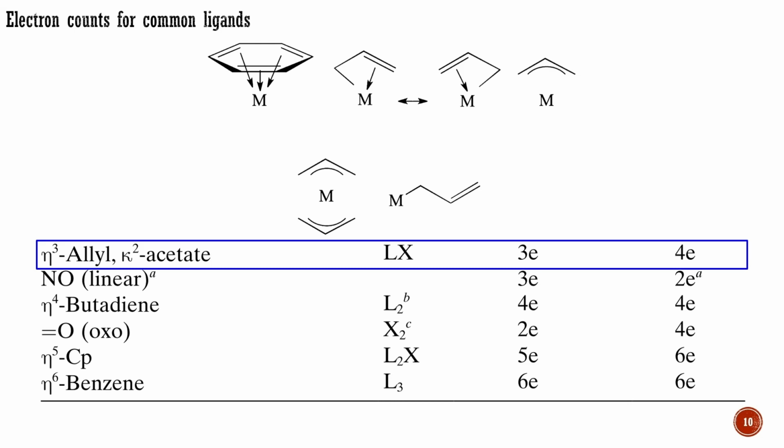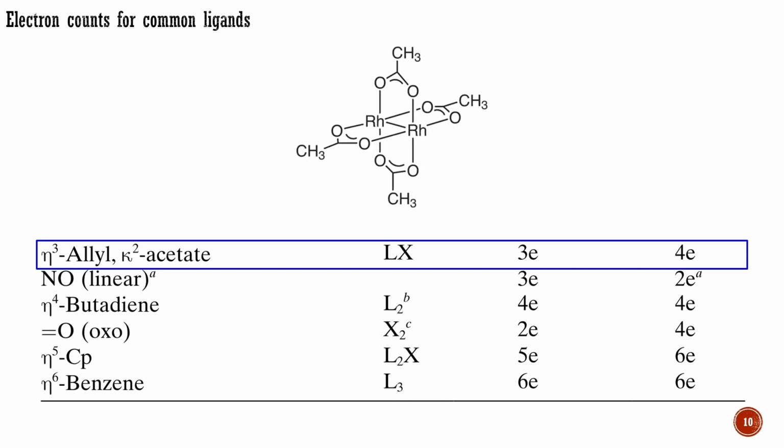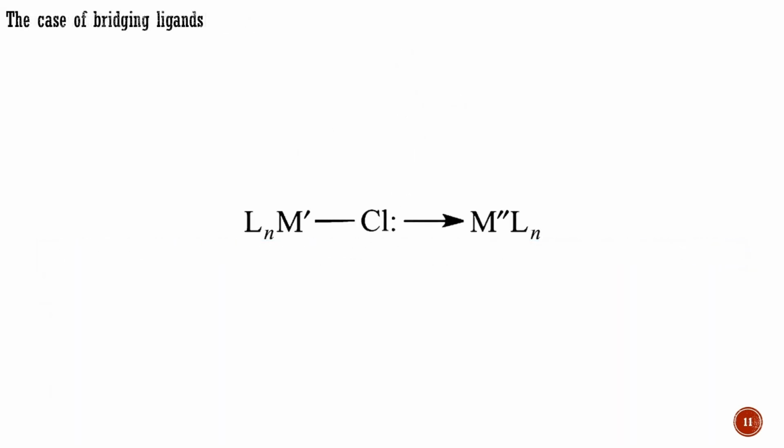The electron count of an eta-3 allyl, sometimes simply called a pi-allyl, is 3 electrons on the covalent model and 4 electrons on the ionic model, as suggested by the LX label. The Greek letter kappa is normally used instead of eta when describing ligands that bind via non-contiguous atoms, such as a chelating kappa-2 acetate in this rhodium complex. As you can remember from the previous lecture, ligands that bridge are indicated by the prefix mu.